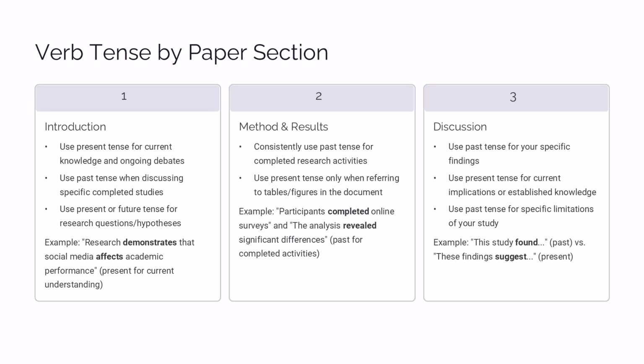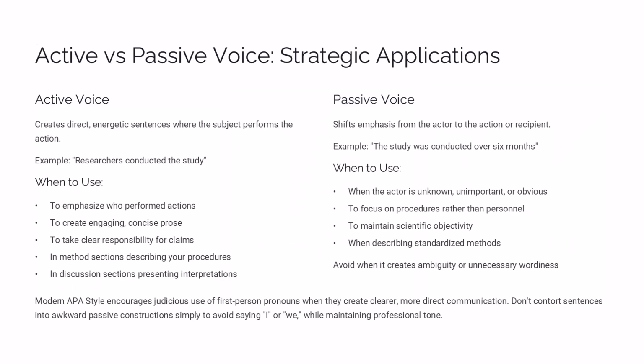Your verb tenses should accurately reflect when things happen, when they're happening, and when they will happen. This accuracy helps readers understand the temporal relationships in your research and positions your work appropriately within the scholarly timeline. Active versus passive voice, strategic applications.